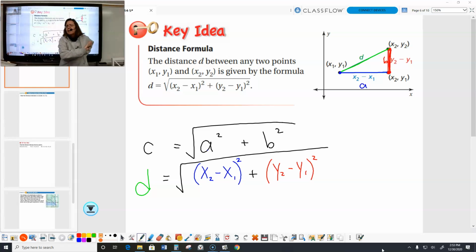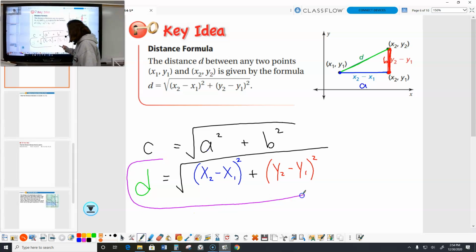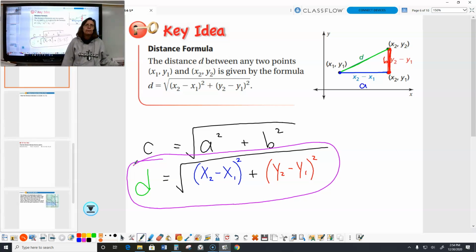Now, if you did not understand a single thing that I said in this explanation, don't worry about it. Here's what you need to know. This is the distance formula. That's what you need to know. This is the distance formula. So when we are looking for the distance between 2 points on a piece of graph paper, we're going to plug the numbers into this formula, and we're going to simplify the whole thing, and we'll have our distance.